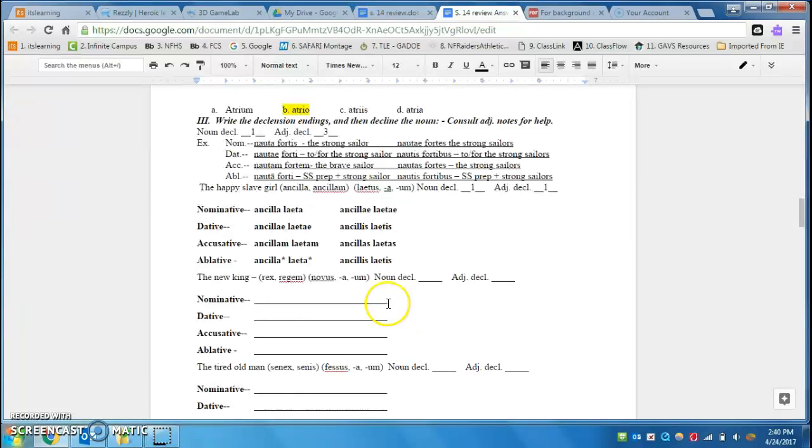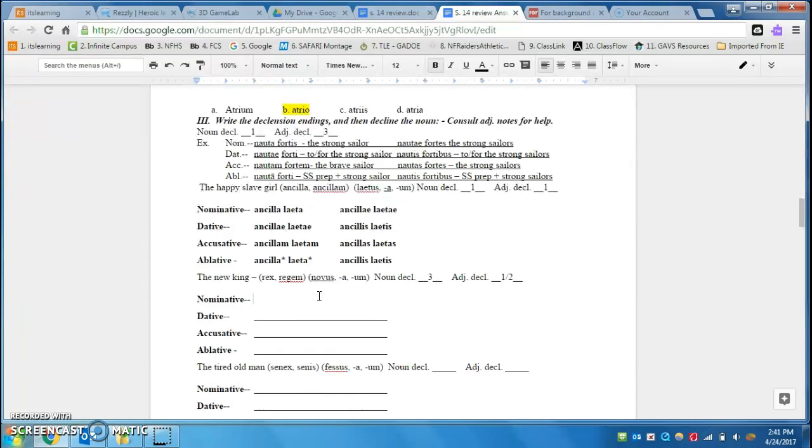All right, we want to say the new king. So we have rex, regem and novus, nova, novum. Rex, regem. And we look at this and we see, well, we know this means king. We see regem. We see that ends in em, and that is the accusative ending of the third declension. All right, so our noun declension is third. But then we see over here novus, nova, novum. Okay, well, these are the endings for a first, second declension adjective, because of the us ending. So now we have two words with totally separate declensions.